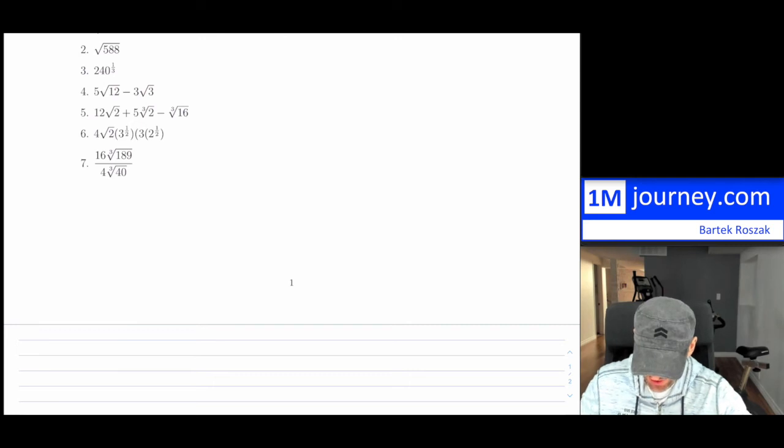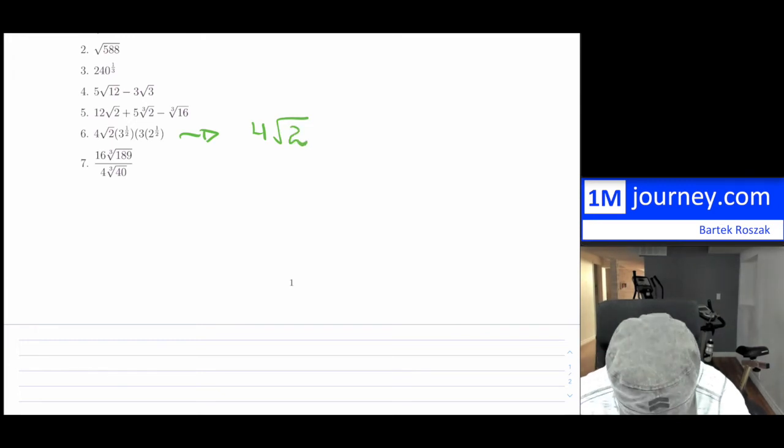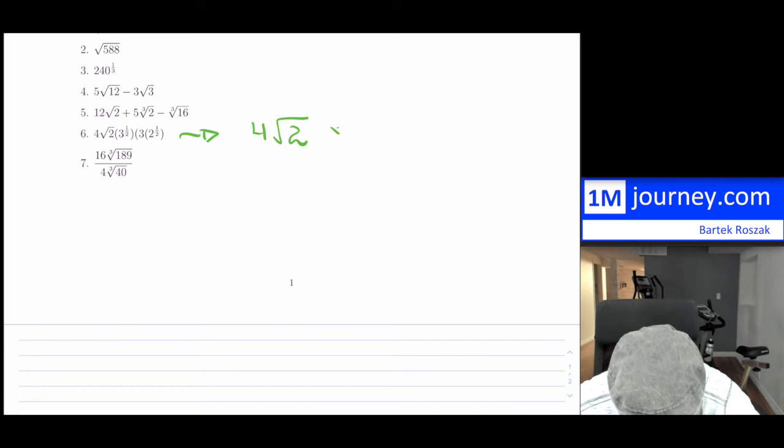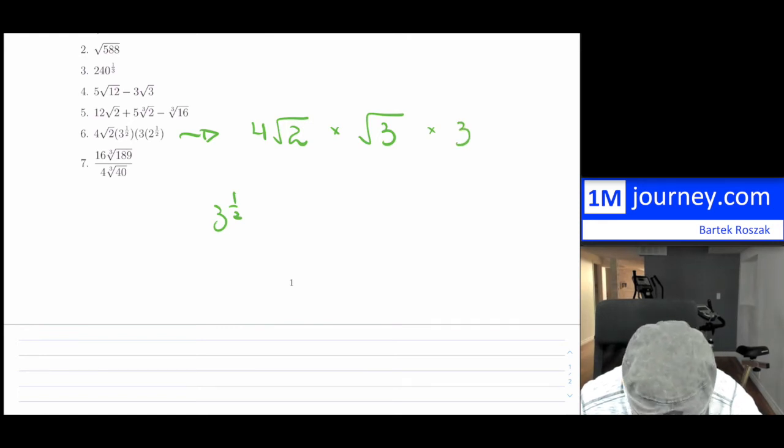Question number 6. So let's see this one. This is a lot of stuff here, so let's clean it up a bit. We have this, and we can't do anything with that. Then we have it multiplied by the square root of 3, and then multiplied by 3 and square root of 2.